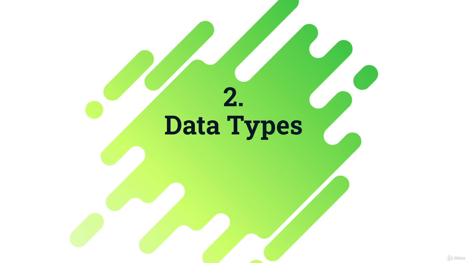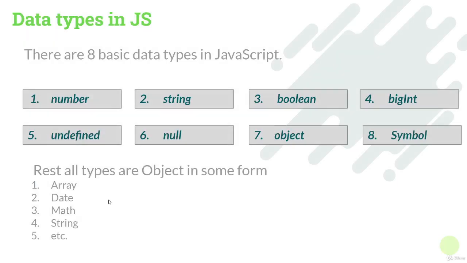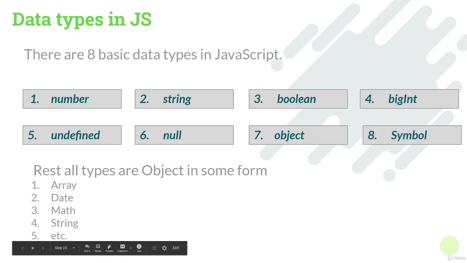In this video, we'll talk about data types. That is the second important topic from an LWC point of view. There are 8 basic data types in JavaScript. First is number, second is string, third is Boolean, fourth is BigInt, fifth one is undefined, sixth is null, seventh is object, and eighth is symbol.